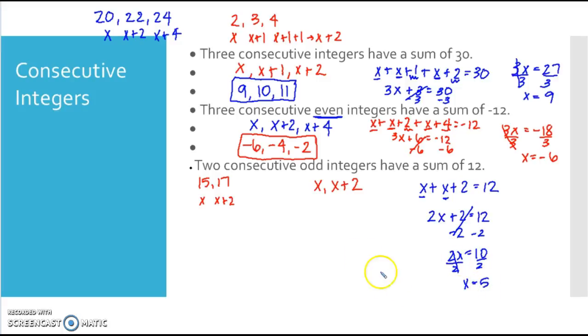Not done. Got to come back here. My x is 5. x plus 2 would be 7. 5 plus 7 is 12. So my consecutive odd integers are 5 and 7.